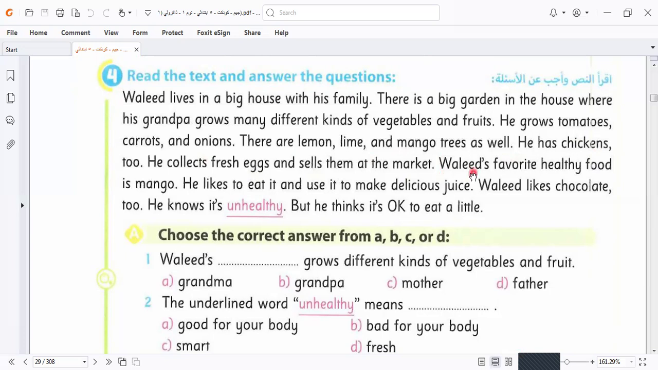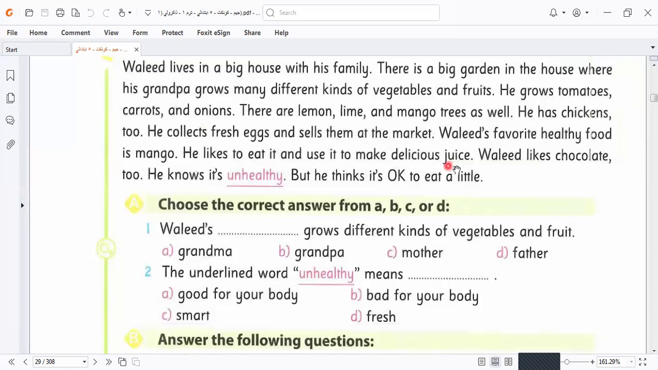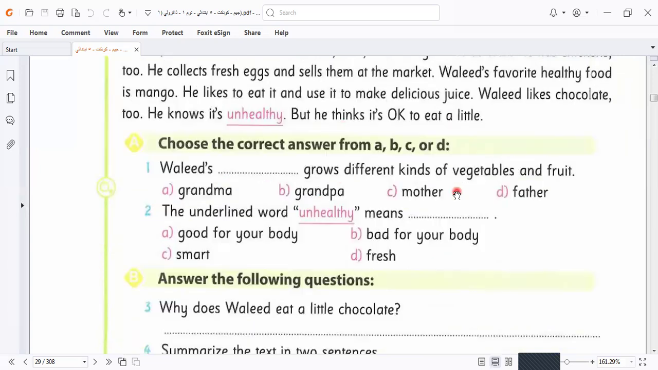Walid's favorite healthy food is mango. He likes to eat it and use it to make delicious juice. We use mango to make juice, and we also use lemon to make juice. Walid likes chocolate too. He knows it's unhealthy, but he thinks it's okay to eat a little. Walid's garden grows different kinds of vegetables and fruit.